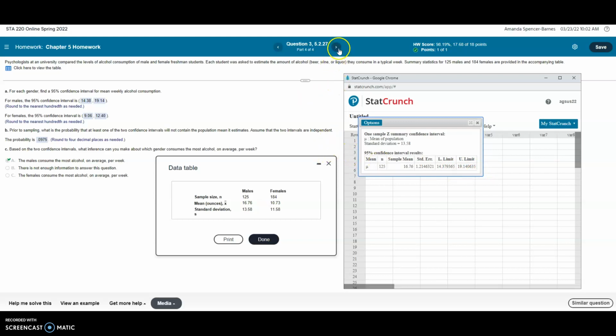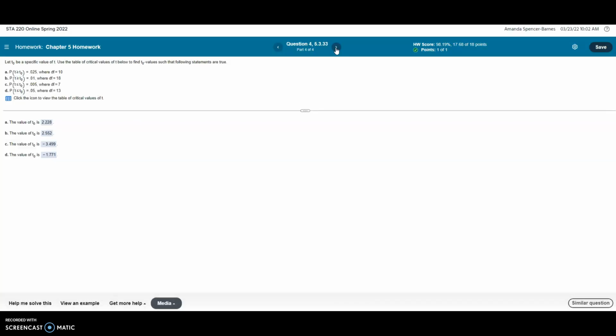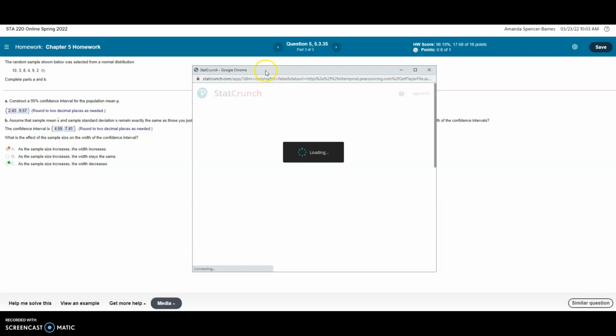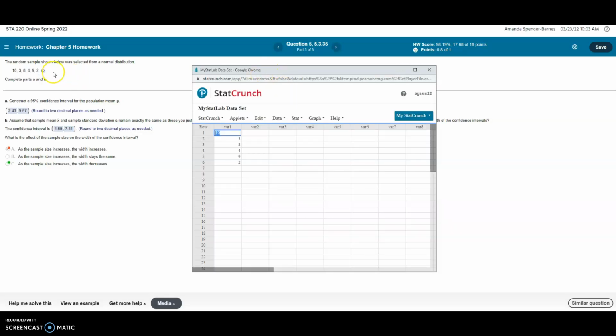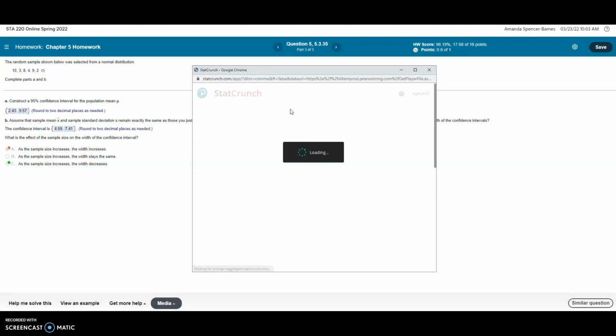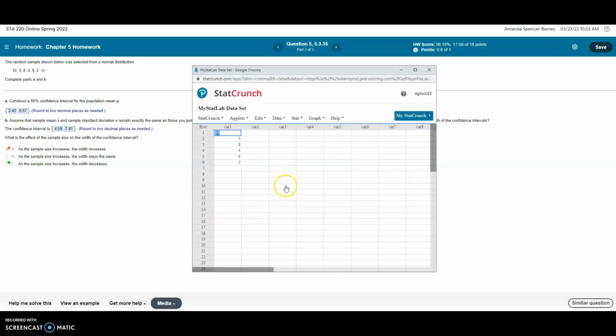I'm going to move on to question 5 to quickly show you how to enter a T statistic. This question gives us the data, and then it asks us to construct a confidence interval for the population mean. So what we're going to do with this is take our data and open Statcrunch. That little window allows us to open the data in Statcrunch, puts it in there for us so we don't have to type it in.